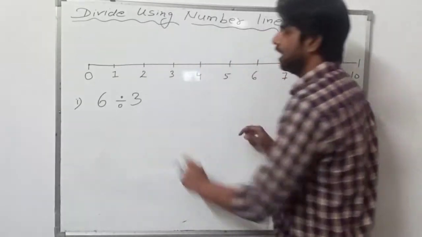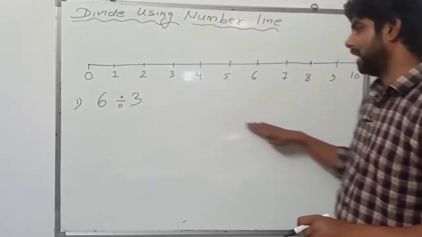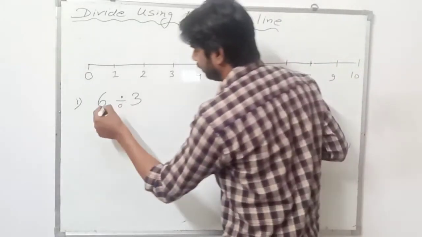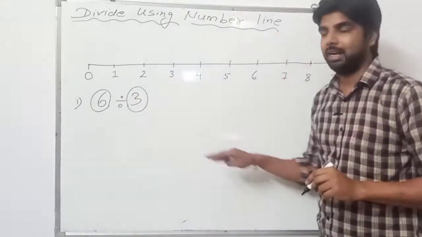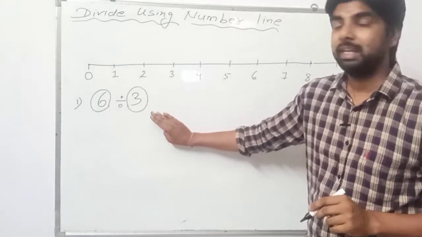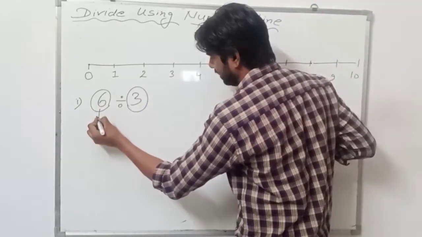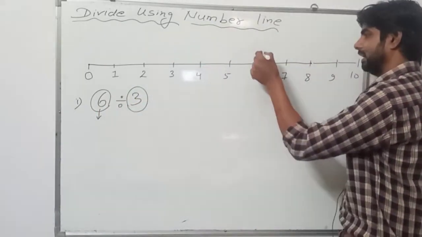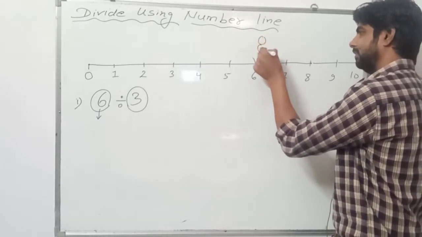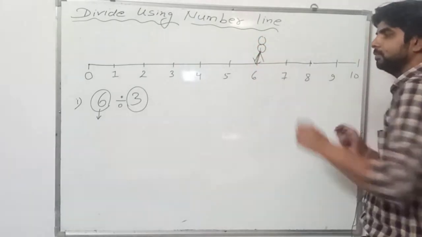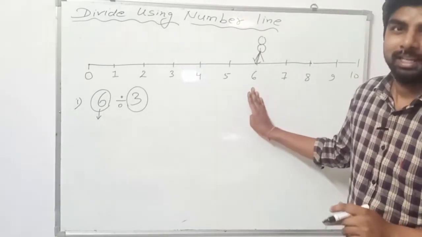Now let's see how we can divide this using the number line. What do we have to divide? 6, and by which number do we have to divide? By 3. Let's see how we can do this. This is our dividend, so we will stand here. Where will we stand? We will stand on 6, the number which we have to divide.